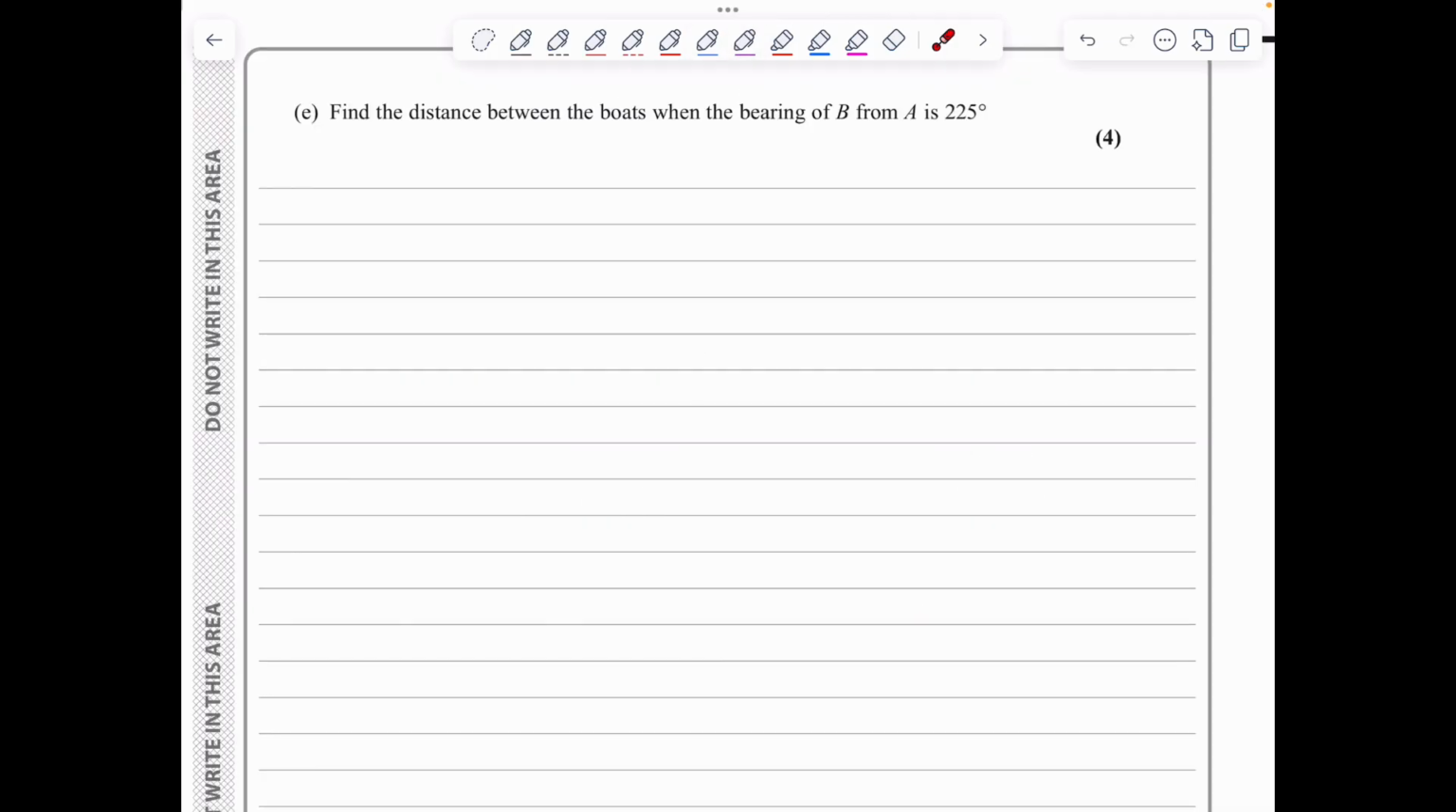In part E, we need to find the distance between the boats when the bearing of B from A is 225 degrees. Once more, let's start by drawing this bearing. We've got the north, turning clockwise through 225 degrees. The bearing of B from A means we are standing at A, trying to go towards B. Obviously, the acute angle with the horizontal here is 45 degrees, because all of this is 270, if I deduct the 225, I get 45 degrees.